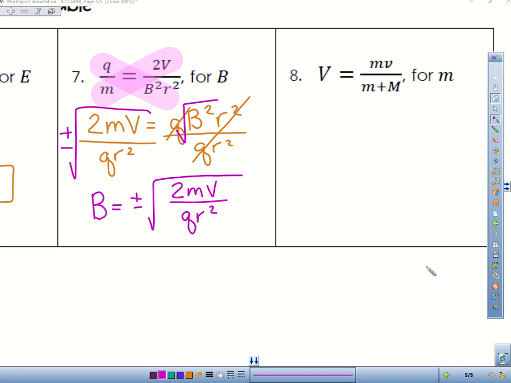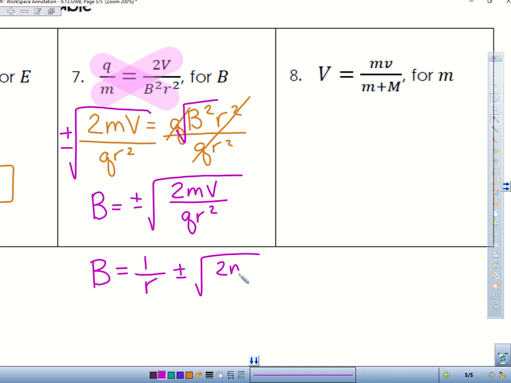You could get rid of the r squared on the bottom. Good, and we can do that because we can take the r squared out because it's multiplication. So technically speaking, these could all be written under their own roots because it's multiplication and division. If it were addition and subtraction, you can't do that. So technically the answer could be 1 over r, because it's on the denominator, plus or minus all this.